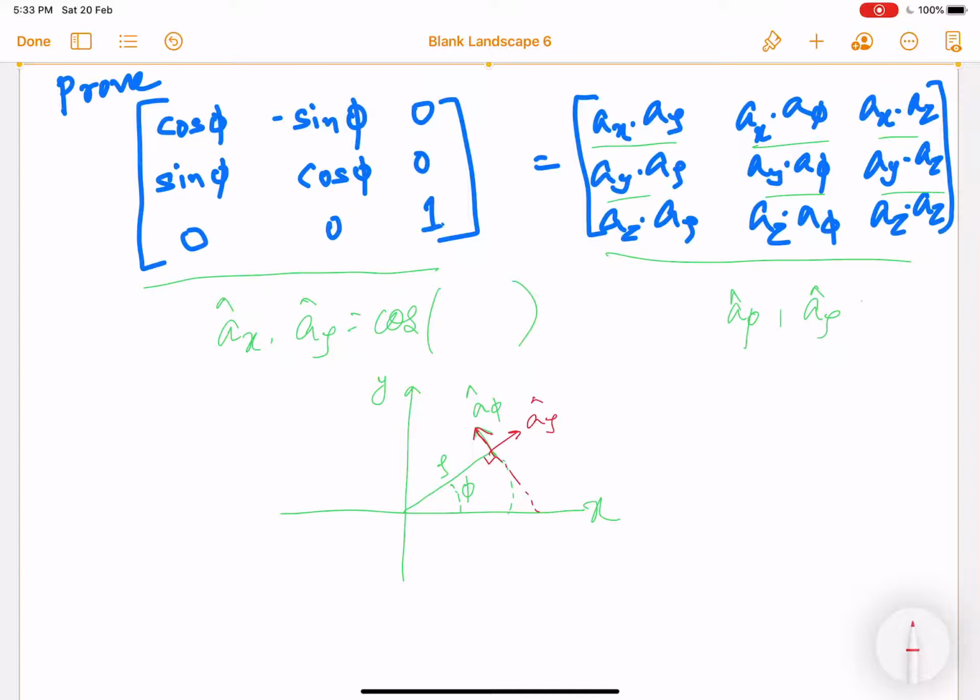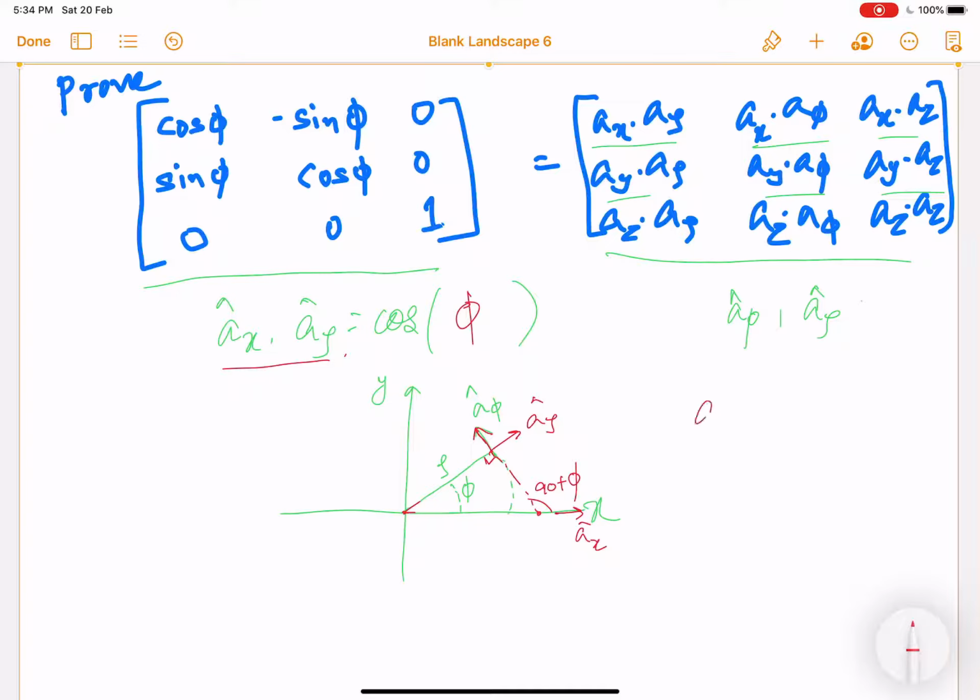If I look at this triangle consisting of the origin, this point and this point, the angle over here will be 90 plus phi because of the external angle. This is 90 degrees, this is phi, so this will be 90 plus phi. And this is my ax cap. So the angle between my ax cap and my a rho cap is pretty straightforward. The angle between them is phi. There's no doubt in this.